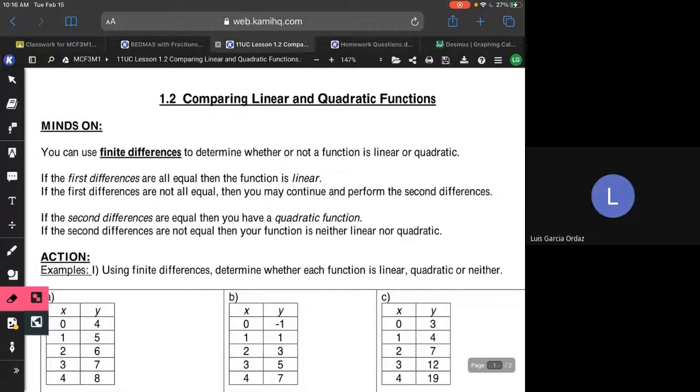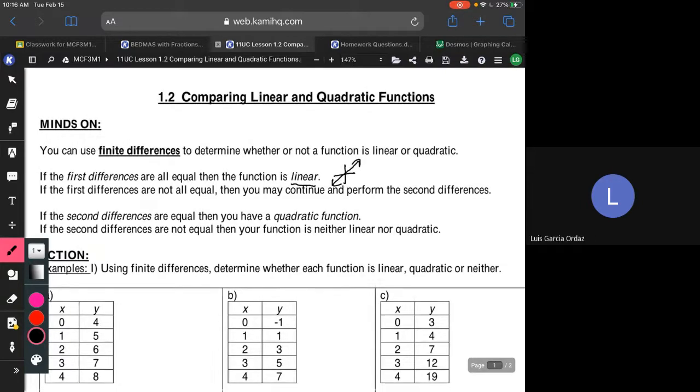If the differences are the same, what type of function do I have? Linear, quadratic, cubic, quintic, linear. So the first point is, if the first differences are the same, then my function is linear. And we know that my function being linear is just literally a graph that has a line.